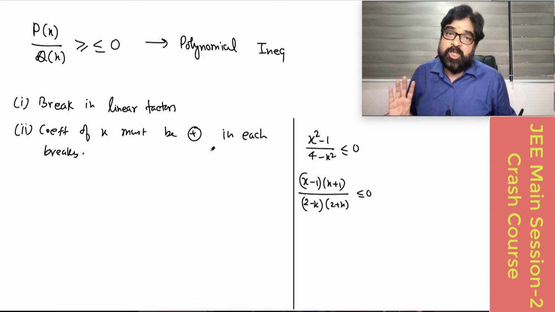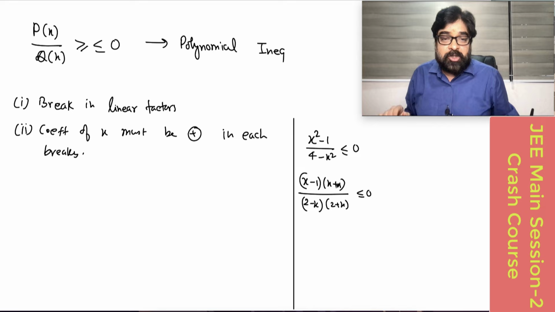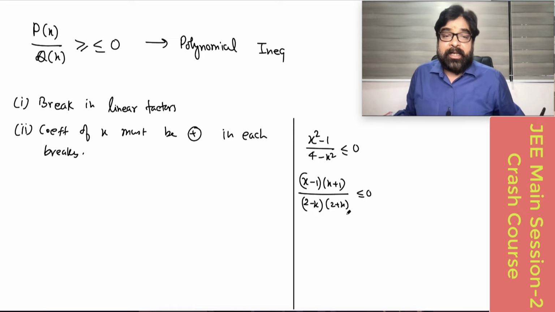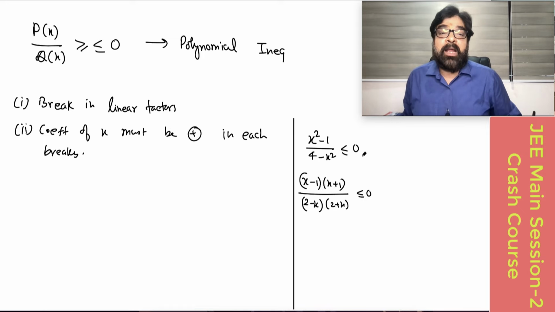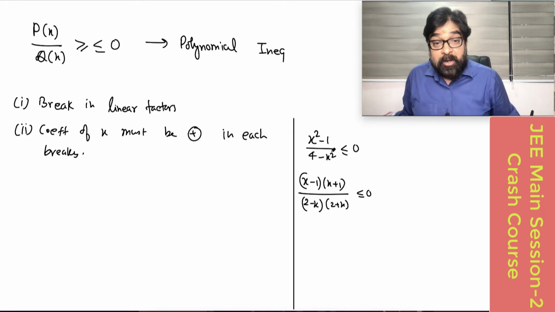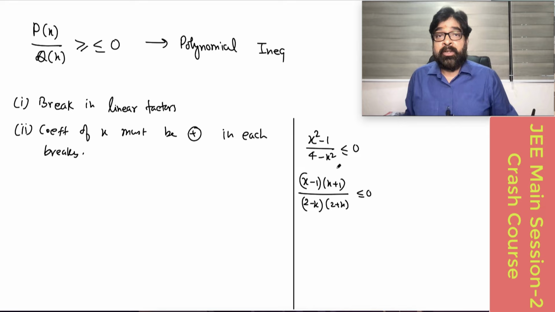Coefficient of x must be positive in each bracket. So here positive, here positive, here positive, here negative. What should we do? Just multiply by minus sign on both sides. One doubt you may get: sir, why not simply multiply on the other side? No, you cannot do that. You cannot multiply an unknown quantity to the other side of an inequality because we do not know whether this quantity is positive or negative. Do you understand my point? So we take minus common and throw it to the other side.